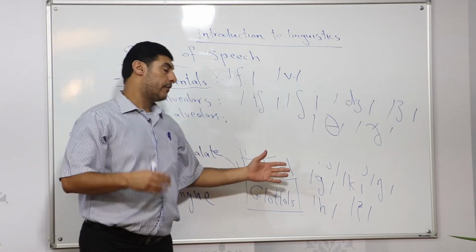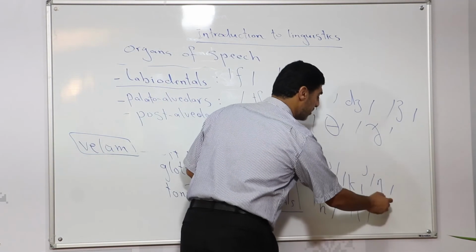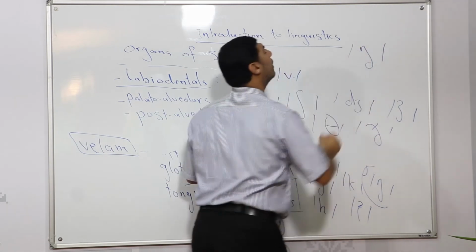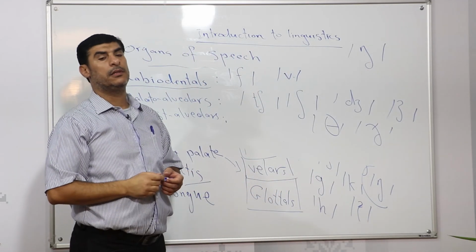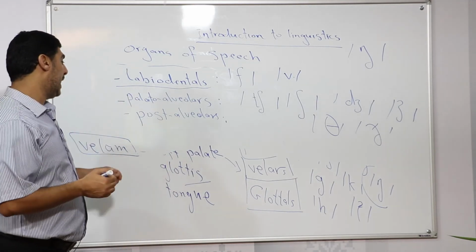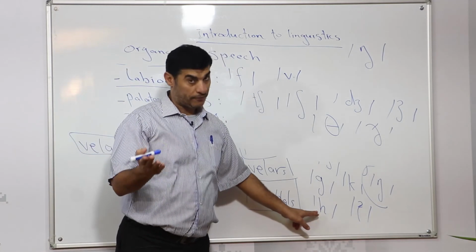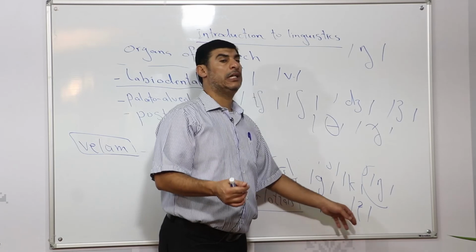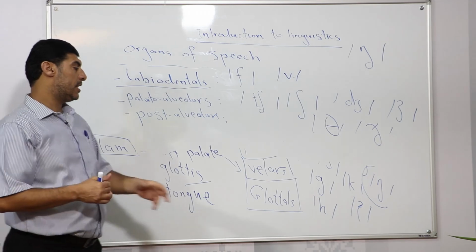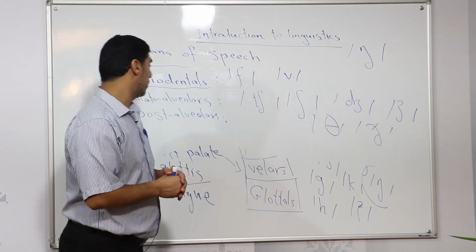Velars. From the word velum, we have ga, ka, and ng. This is new for you. It's in the words going, sing. And then we have the glottal sounds. We have ha, you are familiar with this, and we have al-hamza. When you say the word water, this is a glottal stop, right?